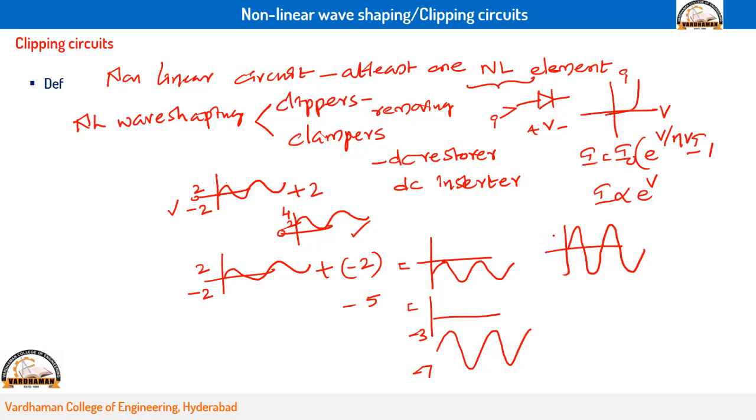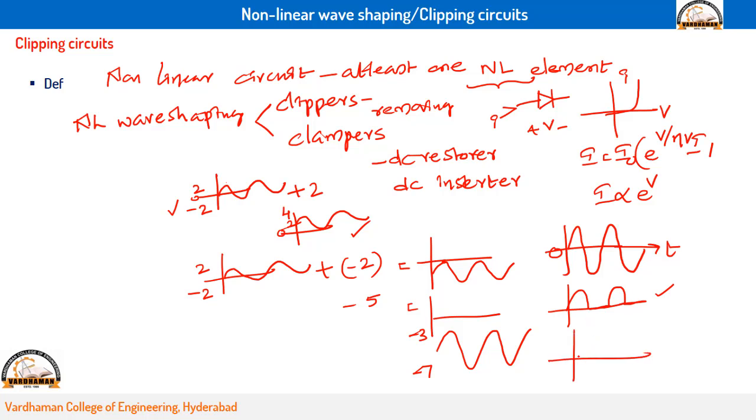For example, your reference voltage is 0 volts. This signal is changing with respect to time. So you want only the portion of the input signal which is above 2. You don't want the signal below 2. That means you should get like this. Above 2 the signal is available, below 2 the output is 0. Above 2 the signal is available, below 2 the signal is not available. Like this you can get.